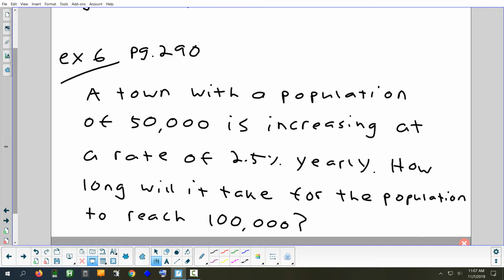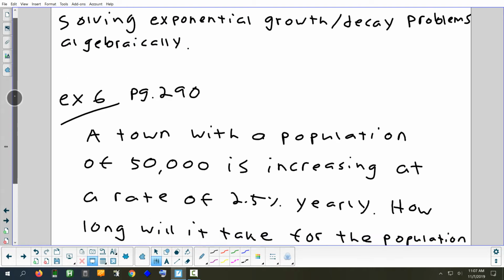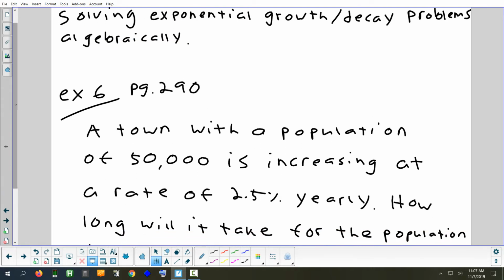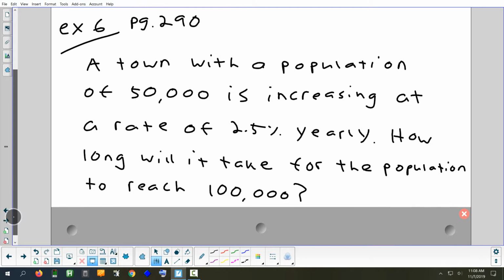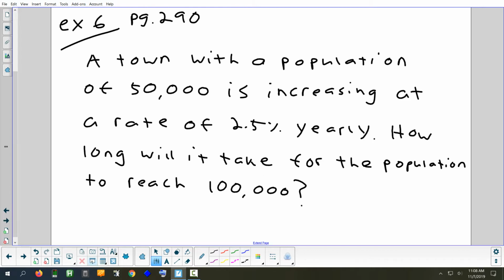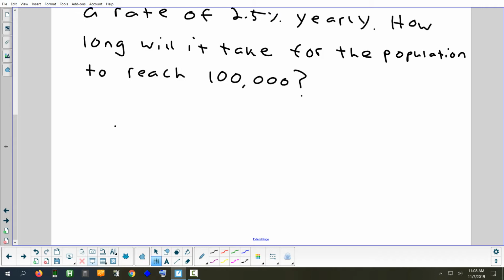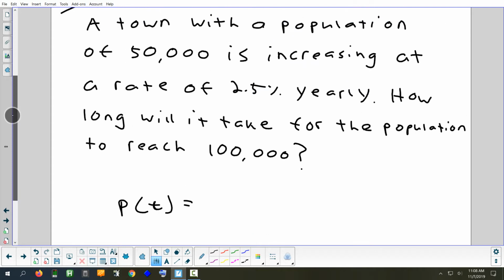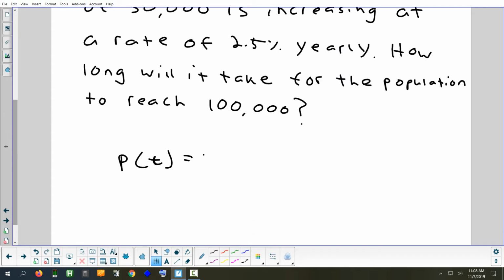Okay. So I want to set this equation up, but this time I want to solve it with algebra. I'm not going to graph y1, graph y2 and see where they cross. Okay, we're not going to do it that way. So this is exponential growth. Does anybody remember what the formula starts out as for exponential growth? We'll do population as a function of time. You start with the population.